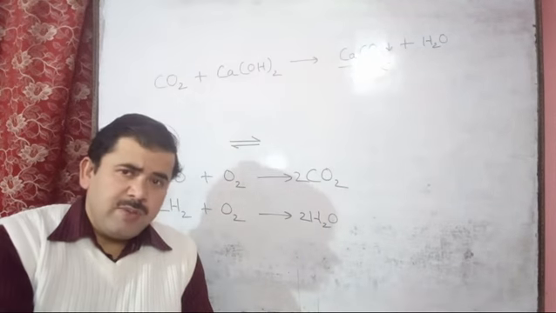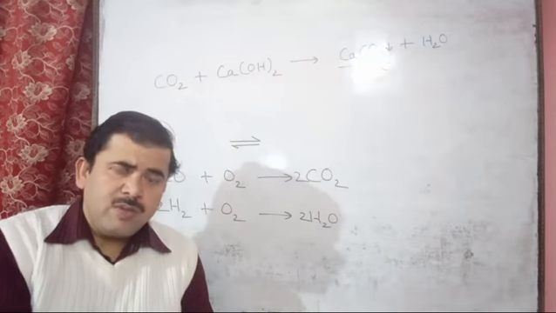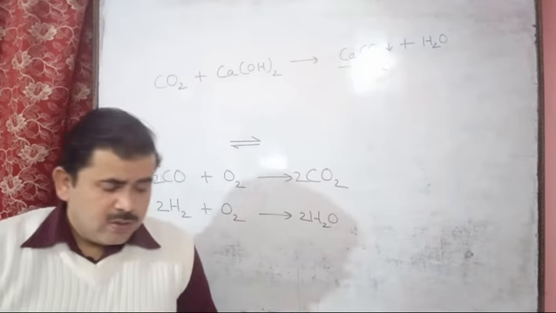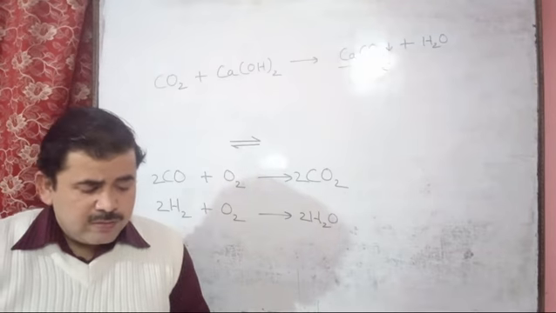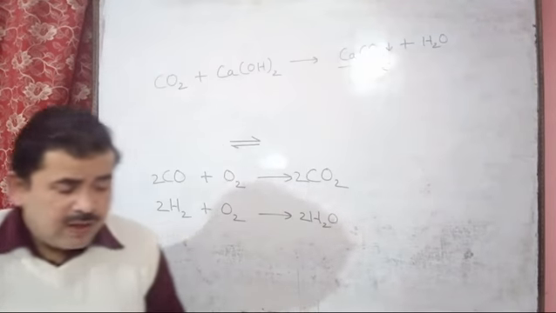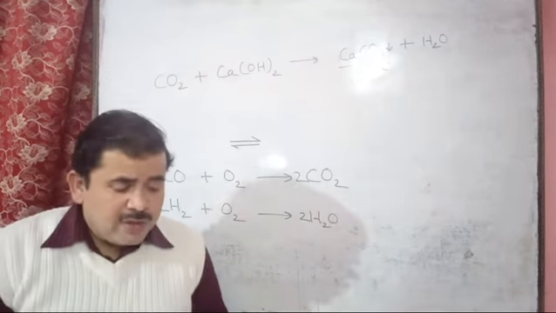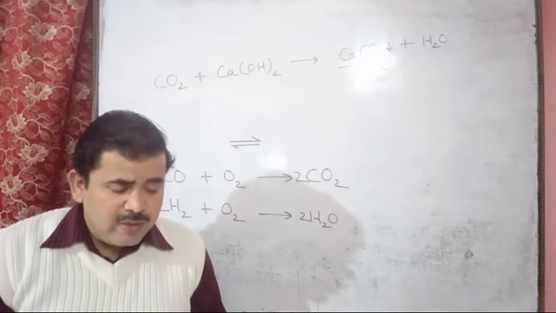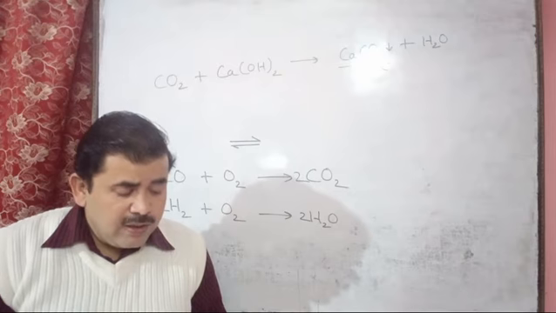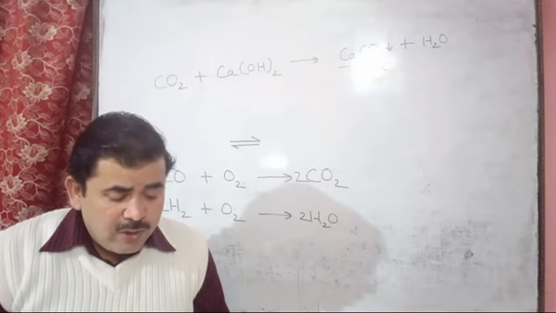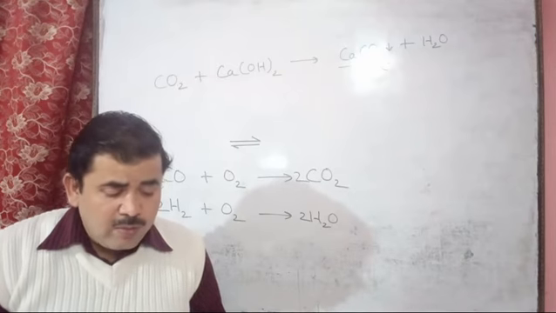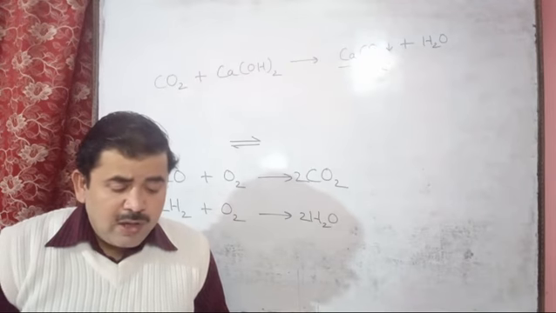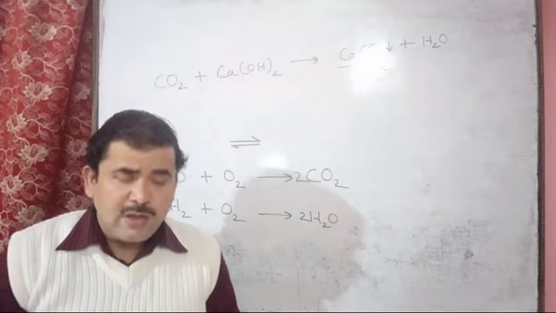So in the previous video I explained the Bosch process, and after this, 1989: state the products of the reaction when steam is passed over red hot iron. Again this question repeated. 1990: how can you obtain hydrogen from a mixture of hydrogen and carbon monoxide?